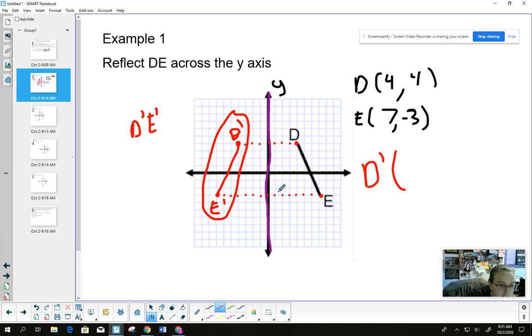You don't have to put all of these little dots, right? They're not part of our answer. Just the line D prime E prime is a part of our answer. That just helps me count. But you don't have to put those dots.